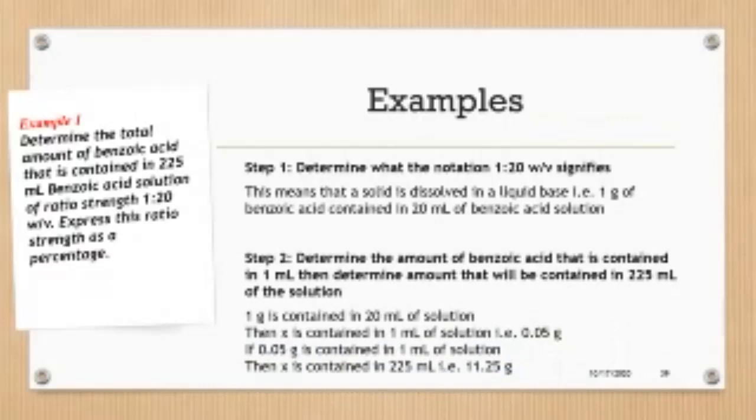The next step is to determine the amount of benzoic acid that is contained in 1 mil. Then determine the amount that will be contained in 225 mils of solution. 1 gram is contained in 20 mils, so each mil is going to contain 0.05 grams. If 0.05 grams is contained in 1 mil, then we can determine how much would be in 225 mils, which is 11.25 grams.